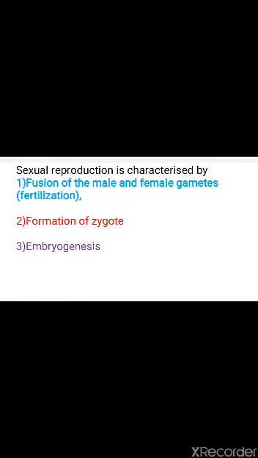Now, sexual reproduction is characterized by the fusion of male and female gametes. Then, after the fusion of male and female gametes, it forms zygote. And the third one is, after the formation of zygote, zygote develops into embryo. So, that is called embryogenesis. So, these are the three important characteristics of sexual reproduction.